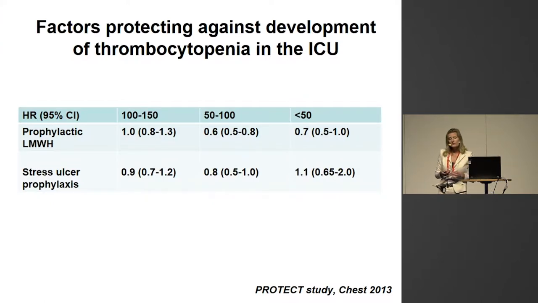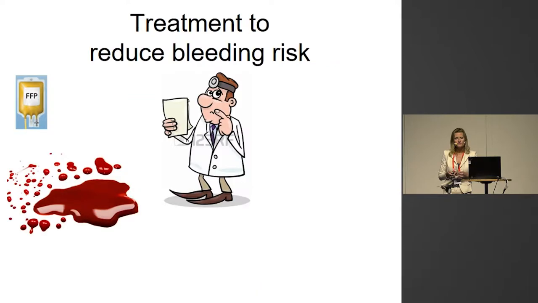So are there any other factors unrelated to platelet transfusion that can help protect against thrombocytopenia? These are data from the PROTECT study, which is a very large study looking at the efficacy of heparin as an antithrombosis prophylaxis. There it was found that if you give low molecular weight heparin, you actually protect against the development of thrombocytopenia. The same goes for the use of stress ulcer prophylaxis. So these are two measures which are quite easy, I think, and may protect against thrombocytopenia.